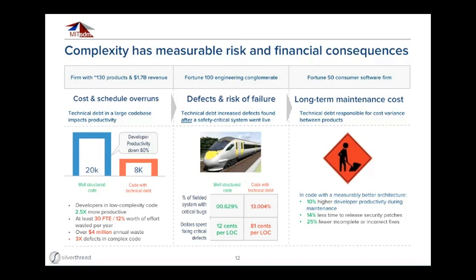And what we found is that in the parts of the system where there was clean architecture that we could detect using our measurement algorithms, it cost 12 cents per line of code to patch and maintain that part of the code base.